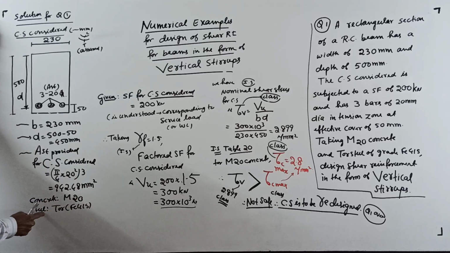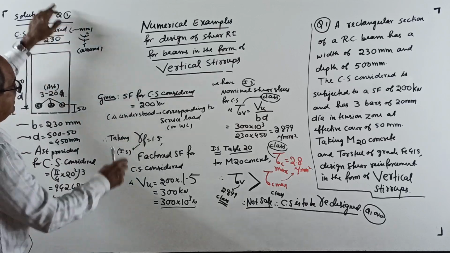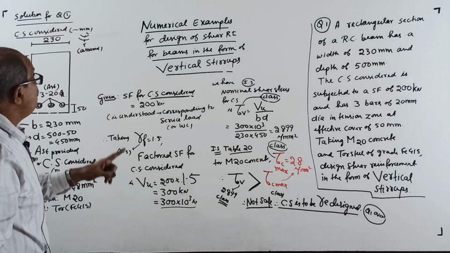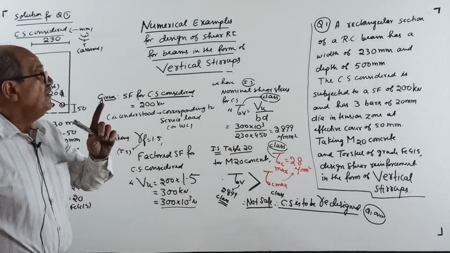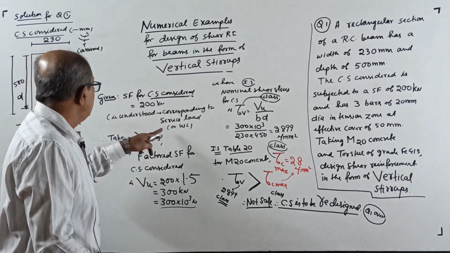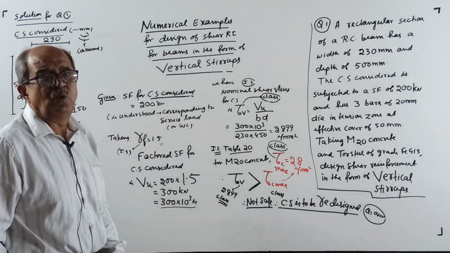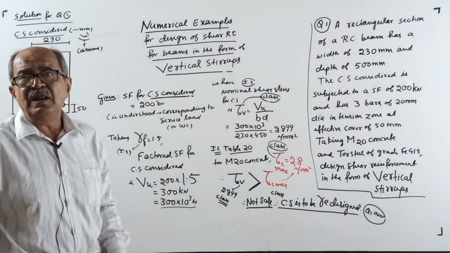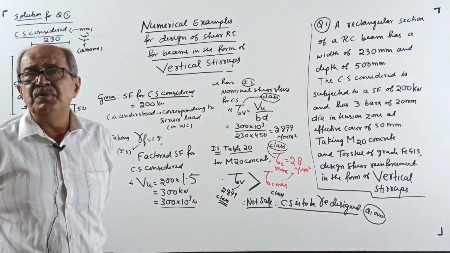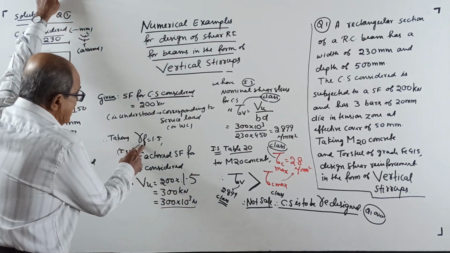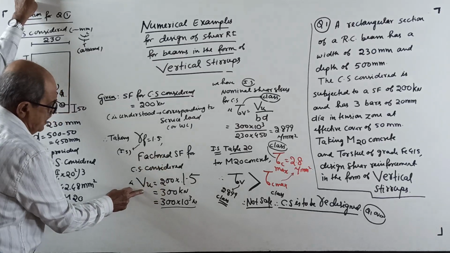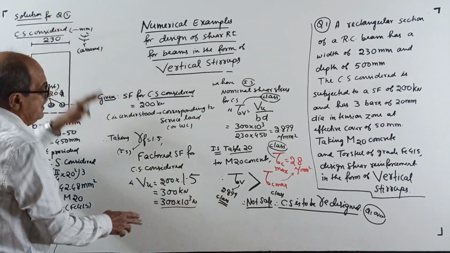Concrete M20, steel Torsteel Fe415. Given shear force for the cross section considered is 200 kilonewton. I told, very, very important: if in a question it is given that the shear force is so and so, it is understood that it is corresponding to service load or working load. Therefore, be careful. You have to get factored values. It is a criminal offense if you don't do it. Therefore, taking gamma f equal to 1.5 as per IS code, factored shear force for the cross section considered Vu equals 300 kilonewton.